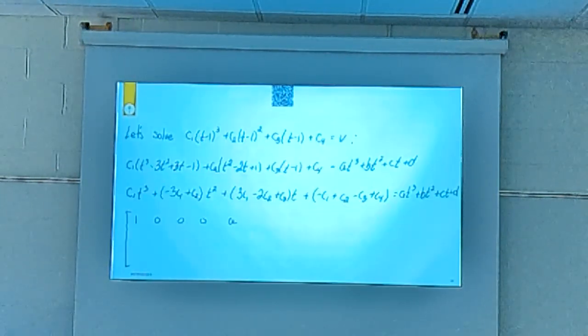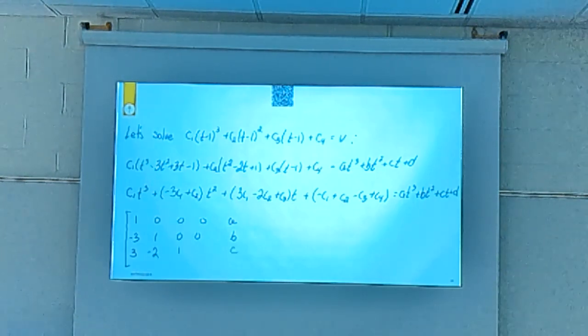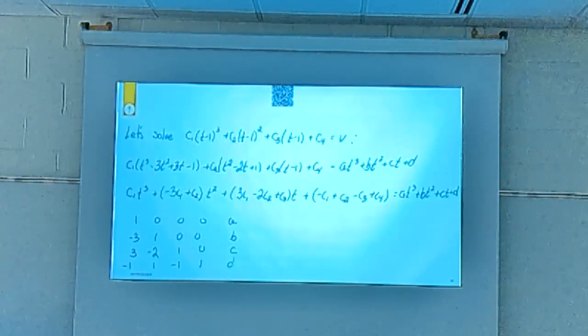C1 has to equal A. Negative 3C1 plus C2 has to equal B. 3C1 minus 2C2 plus C3 has to equal C. And finally, negative C1 plus C2 minus C3 plus C4 has to equal D.